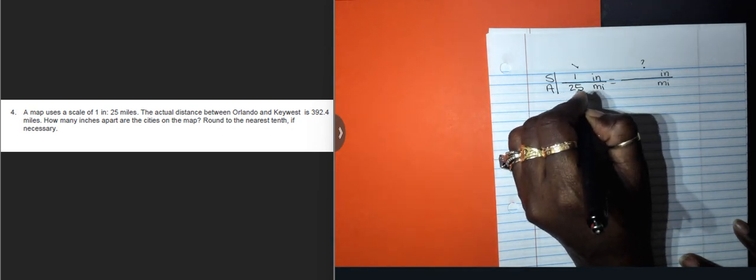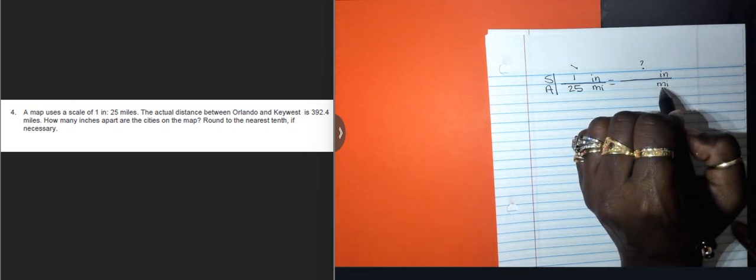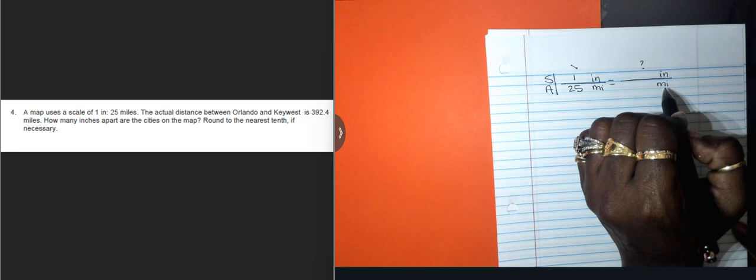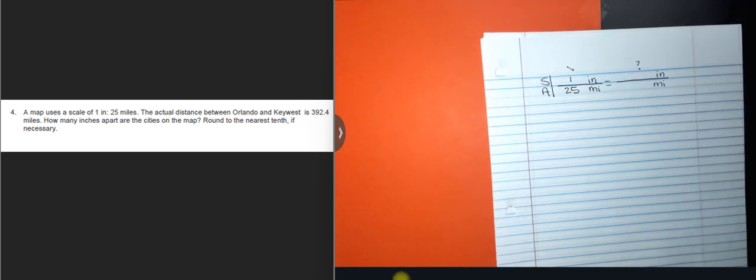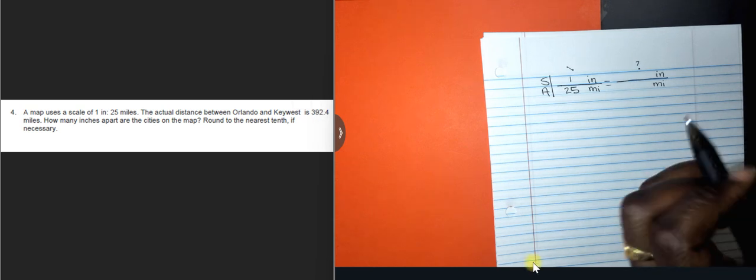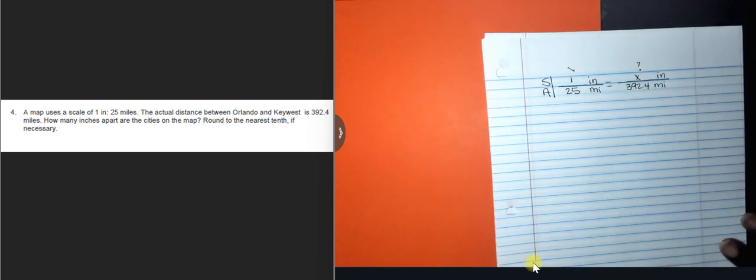So we know that the map scale is 1 inch, which represents 25 miles. And then we also need to find something else in regards to either inches or miles. And they tell us 392.4 miles. So we're looking at this here. I'm going to put that with miles, 392.4. That means that we're looking for the inches, right? And that's what they asked us in the question.